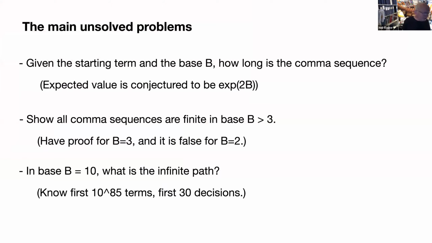The main unsolved problems are that we can't tell you exactly, if I say we've got a base 7 comma sequence that starts with 3, how long will it be? We don't know. We can't say exactly what it is. We can say what the expected value is, but because the variance is surely very large, we don't know exactly what it is.